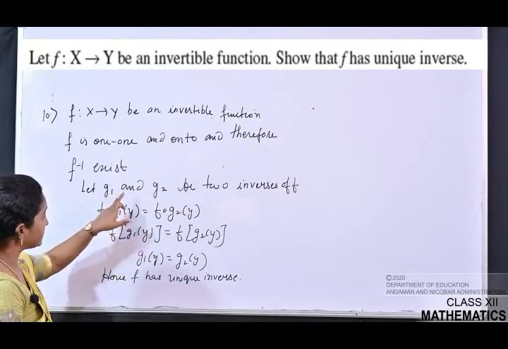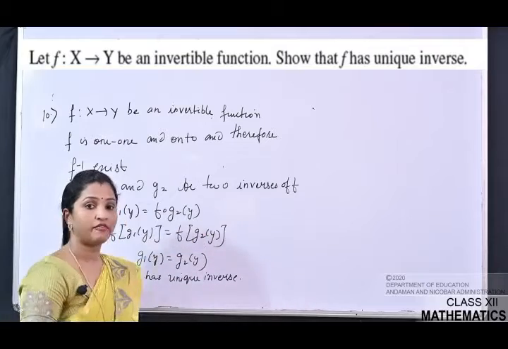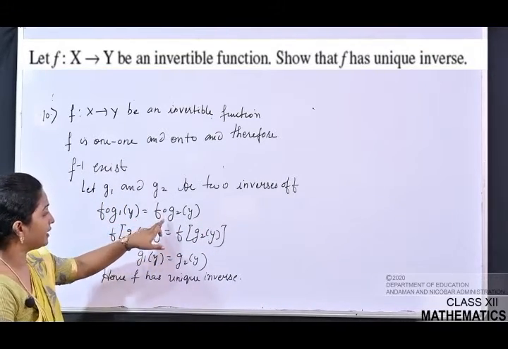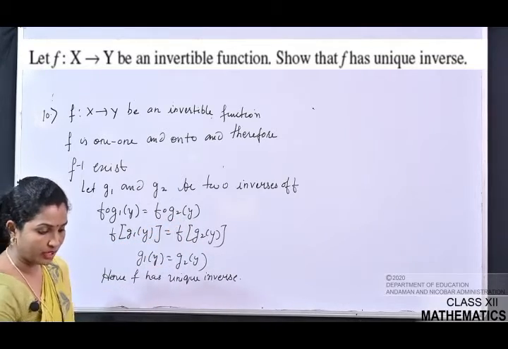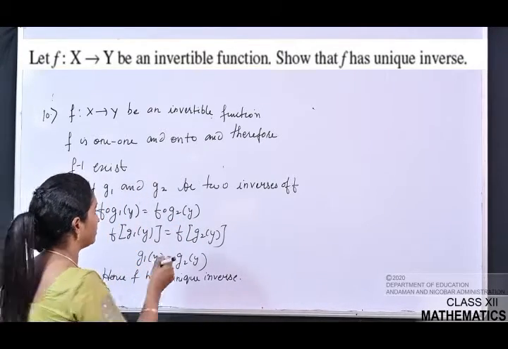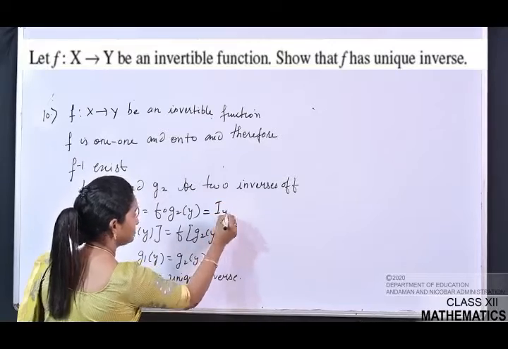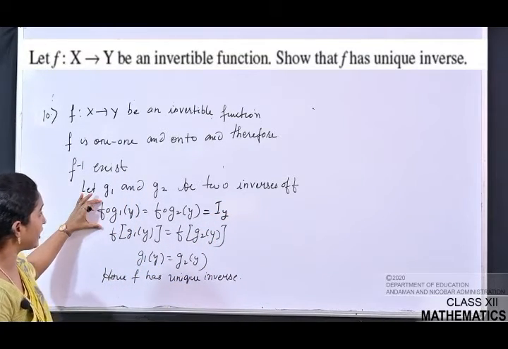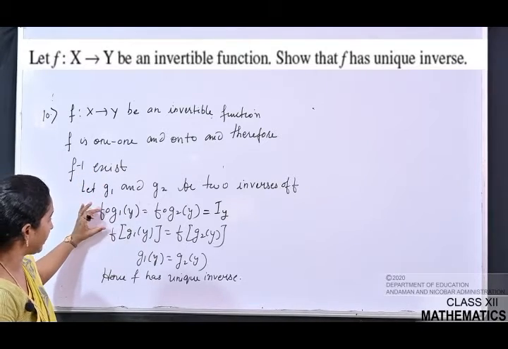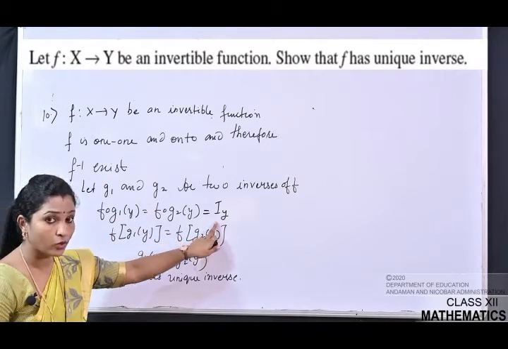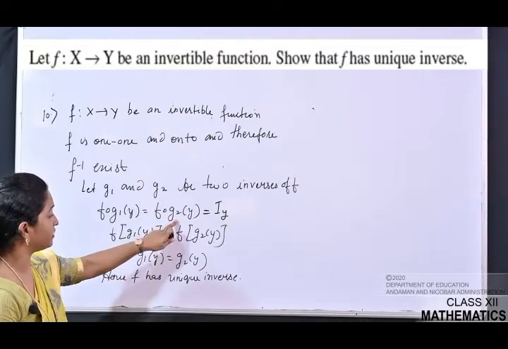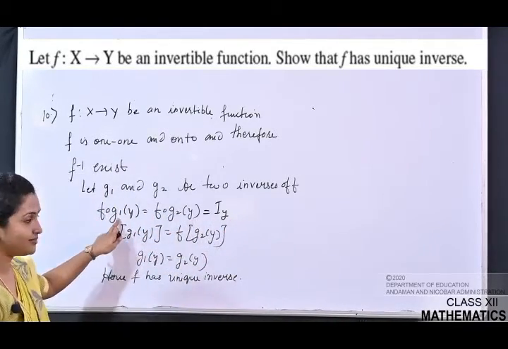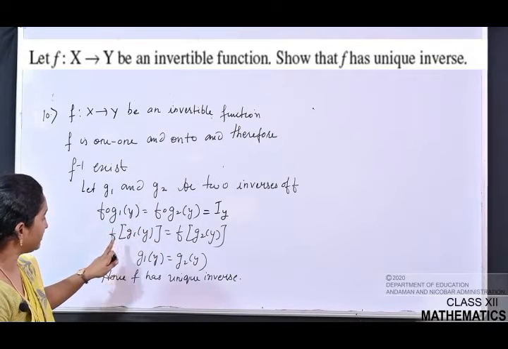Now when these are two inverses, what is the definition of invertible? Definitely f o g1 of y and f o g2 of y both will be equal to what? Both will be equal to I_Y, because the definition of invertible says that if g1 is the inverse of f, then f o g1 will be I_Y, and similarly if g2 is an inverse then f o g2 will also be I_Y. That means both are equal.